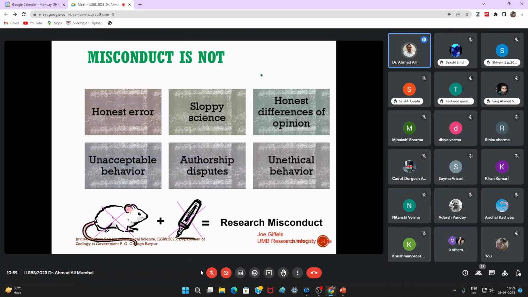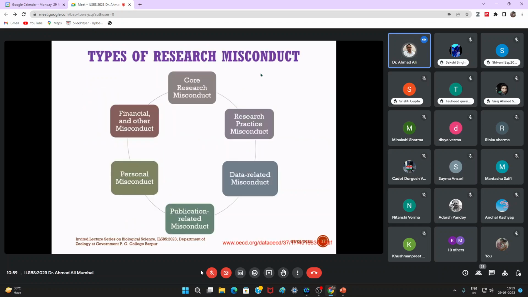Now, what is misconduct? What is not misconduct? Honest error. Sometimes one is not aware. That's why the government and agencies are now trying to do this kind of work. And as I mentioned in the GRP, one of the focuses is to publish this kind of material for inculcating and making researchers aware of these things, so that you don't say you were not aware. So honest differences of opinion, unethical behavior, authorship disclosure, unacceptable behavior.